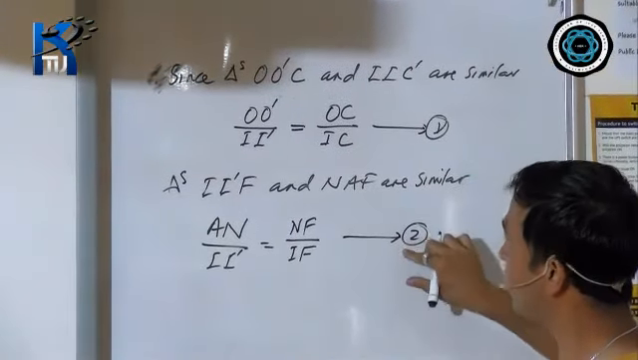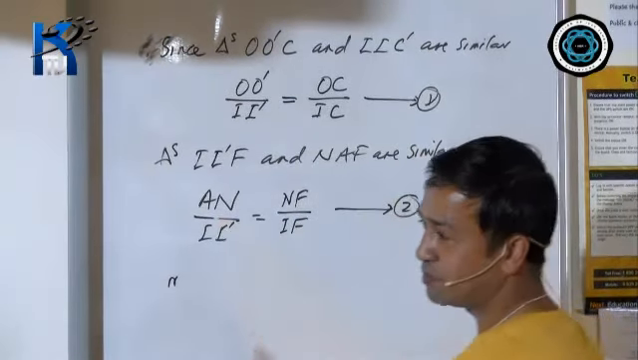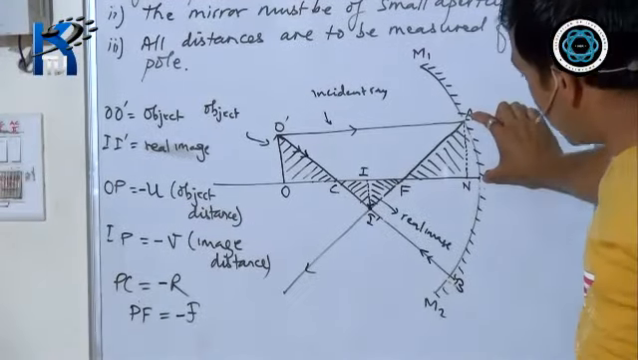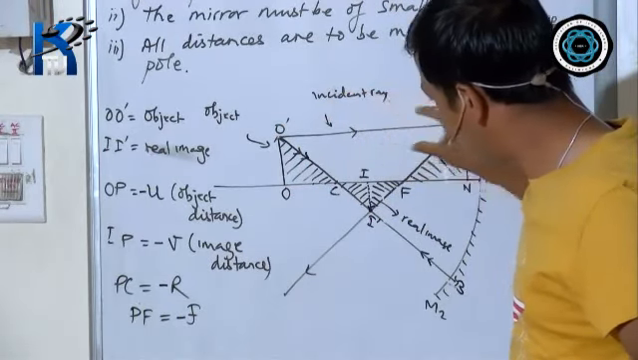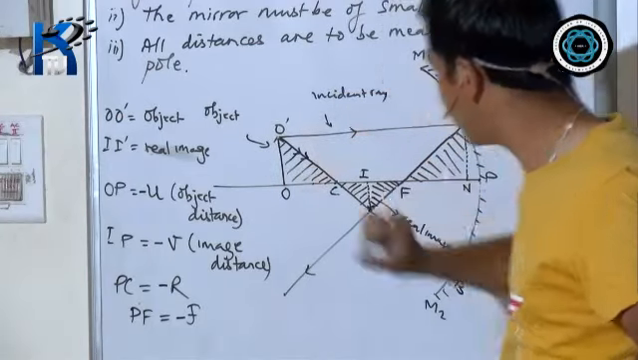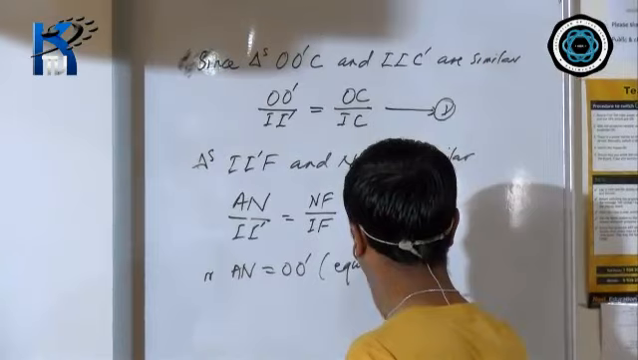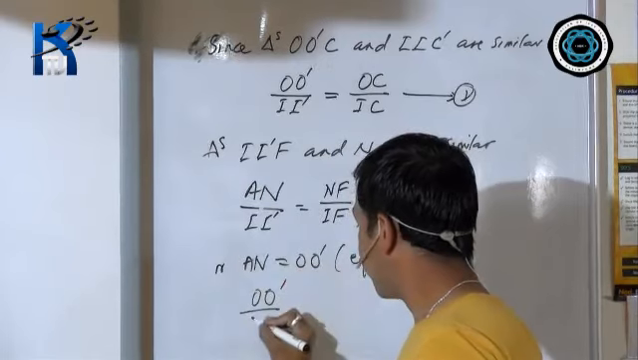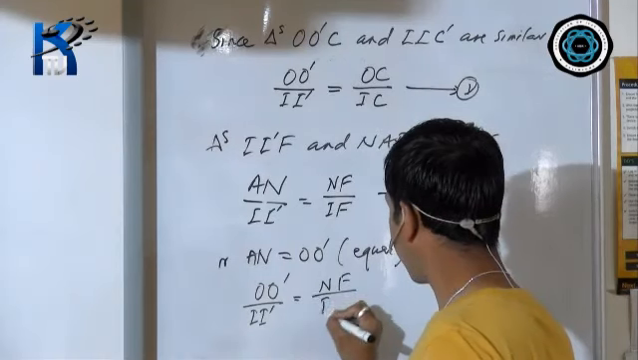So if you look at these two equations, I can compare them. But before I compare, we have taken one of the sides, AN. This AN is also equal to OO'. That means these sides are equal. Why? Because these lines are parallel, and when the lines are parallel, these sides are equal. So instead of AN, I can replace it with OO' by II' equals NF by IF.